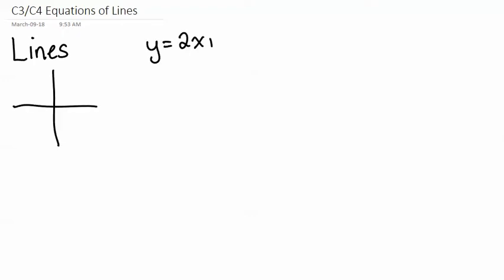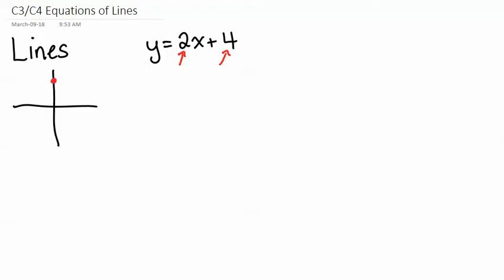Okay, so let's start from the beginning. Here's what you know about lines so far. If we had a line, let's make up an equation of a line, like y equals 2x plus 4. So just a normal straight line. Some things we know about this line are, we know the slope is 2, and we know the y-intercept's 4.